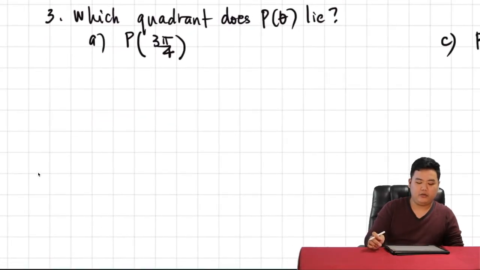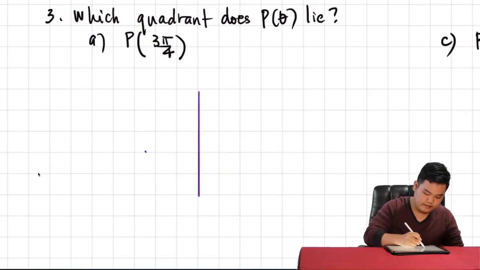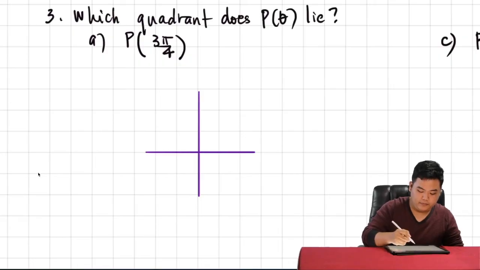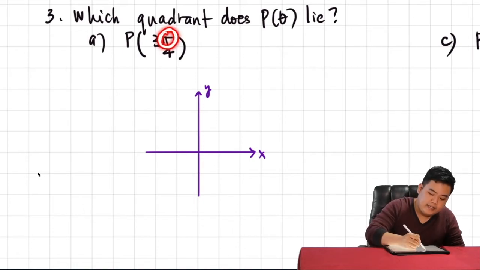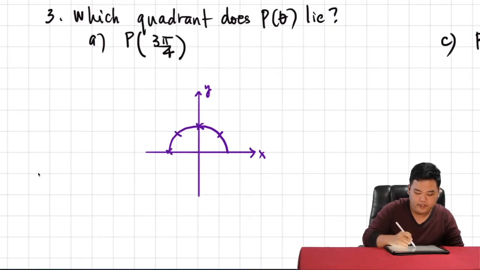Okay, number 3. Which quadrant does P of theta lie? Nasang quadrant daw siya? So, let us draw our x and y axis. P of theta is a point on the unit circle. Tatandaan nyo, P for point. Okay. So, what do we mean by pi? Sabi natin si pi, kalahati siya ng unit circle. So, pi over 4 means you divide that by 4. So, 1, 2, 3, 4. So, we have 4 divisions.